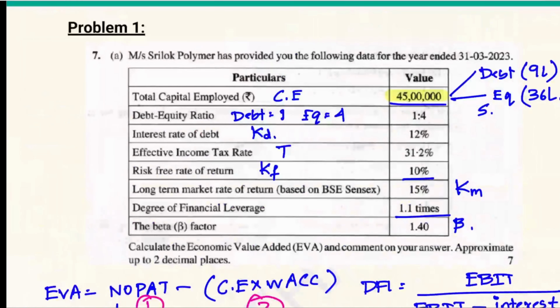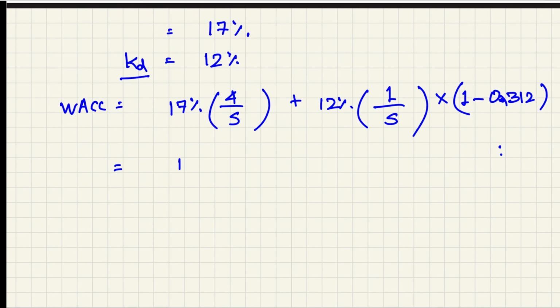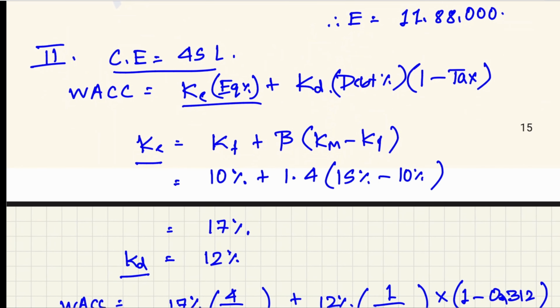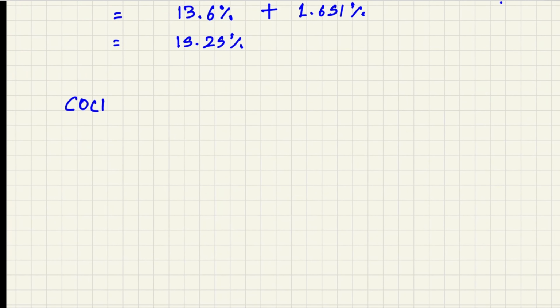So the debt equity ratio is given. So we know debt is 1 by 5 and equity is 4 by 5. So we will write that in the proportion. This will give us 13.6% plus 1.651%. When you take this total, this is 15.25%. So I have got my WACC. I know my capital employed. So cost of capital employed, which is the second factor, is equal to 45 lakh into 15.25%.